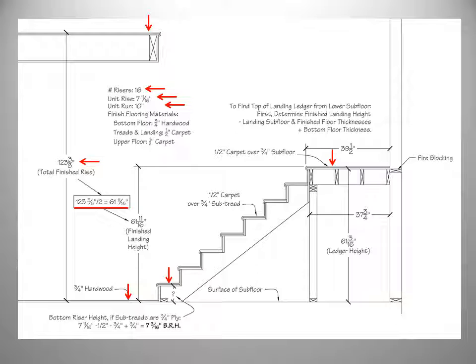Here's how we will calculate the ledger height for the different flooring material thicknesses. We will start with the finished landing height and then subtract the thickness of the landing subfloor and the finished flooring materials, and then add the thickness of our bottom flooring material. So our math is 61 11/16 minus the 1/2 inch carpet of the landing minus the 3/4 inch subfloor of the landing, and then add in the 3/4 inch for the hardwood on the lower floor. This gives us a ledger height of 61 3/16 inches off the lower subfloor.